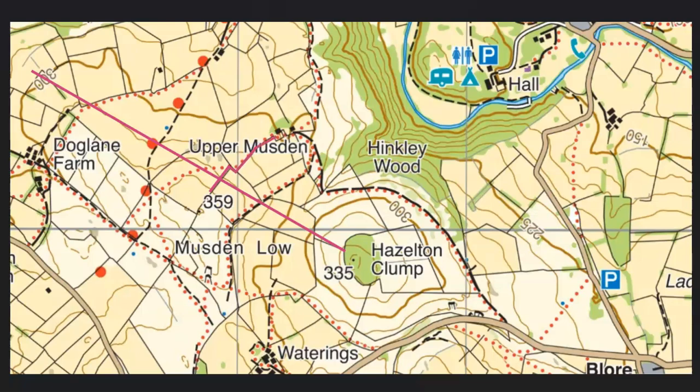And we also said that we were looking down a wall that then came in and down into those buildings. So that point where those lines cross, we can call it a resection, is the point where the photo was taken from. That is our answer there at the start of both of those arrows. One looking over just to the left of that wall line onto Hazelton Clump, and the other looking down to the ruins at Upper Musden.